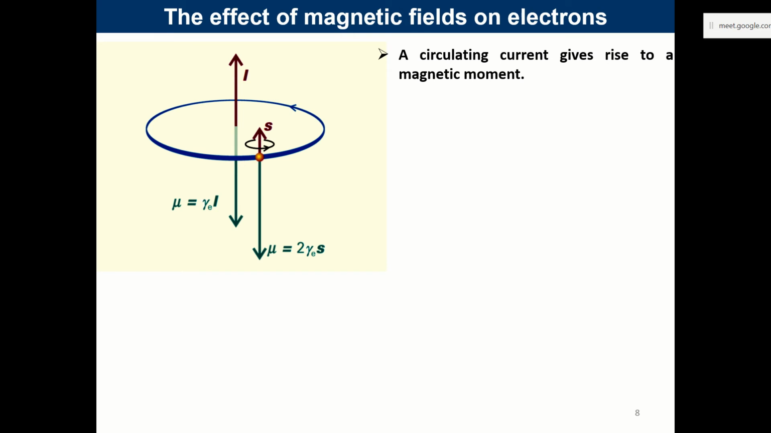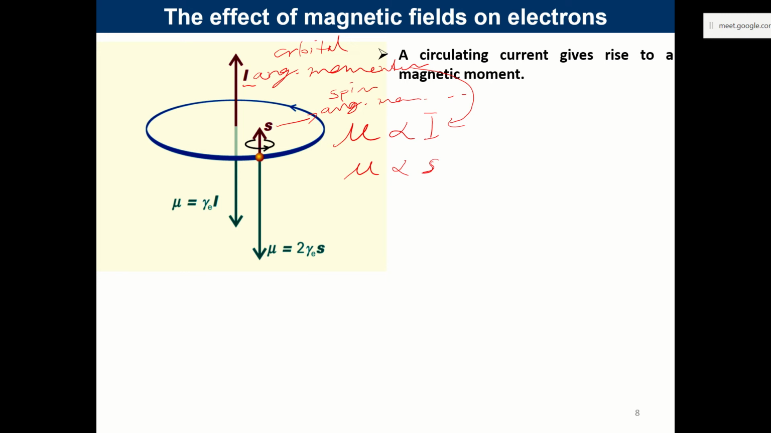So what are this I and S? These are the angular momentum. This is the angular momentum due to orbital motion, and this one is the angular momentum, again the same thing, but this is due to spin. So we call it spin angular momentum, S. The magnetic moment is proportional to this I, that is the orbital angular momentum, and it is also proportional to S, which is the spin angular momentum.